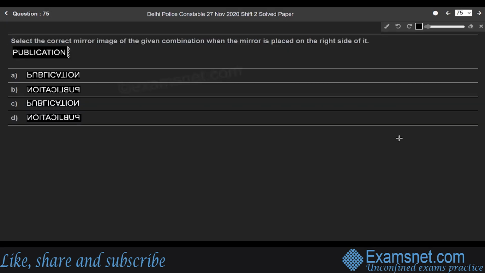Question 75. Select the correct mirror image of the given combination when the mirror is placed on the right side of it. So here, the mirror is placed on the right side of the word publication.